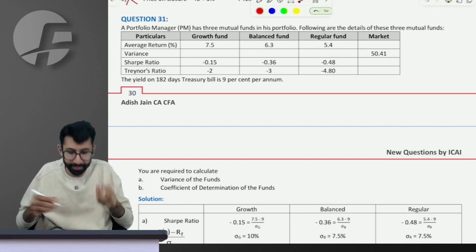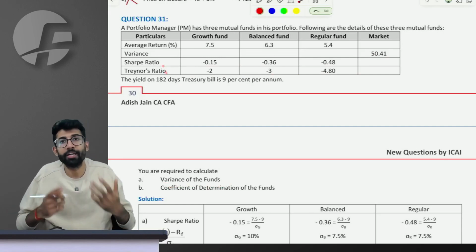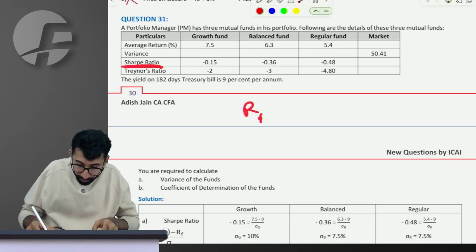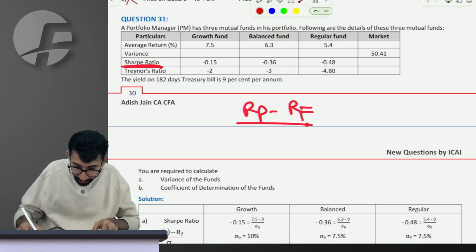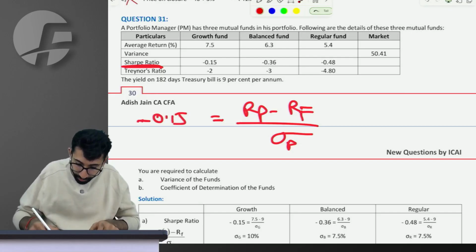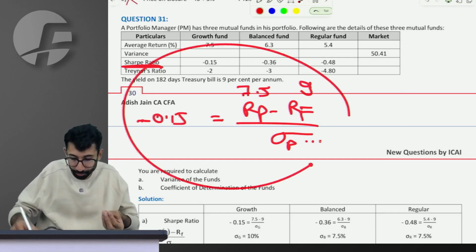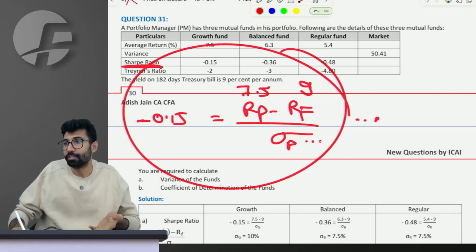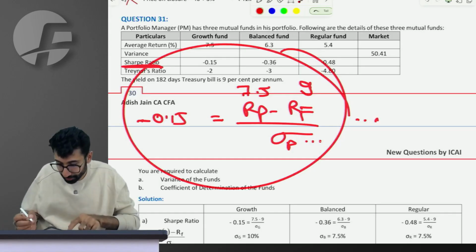You obviously realize that if Sharpe and Treynor are given, then some kind of reverse calculation is involved. Whatever is given, apply the formula. Return of the portfolio minus risk-free rate divided by standard deviation of the portfolio gives the Sharpe of negative 0.15. Return of the portfolio is given, risk-free rate 9 is given, standard deviation of the portfolio, such a basic thing you can reverse calculate.